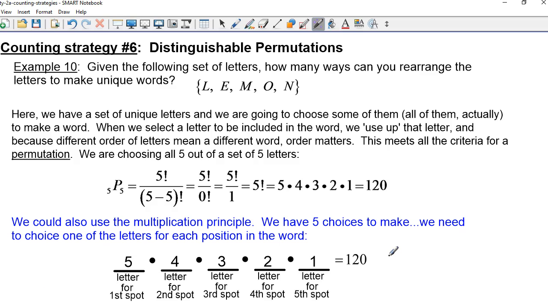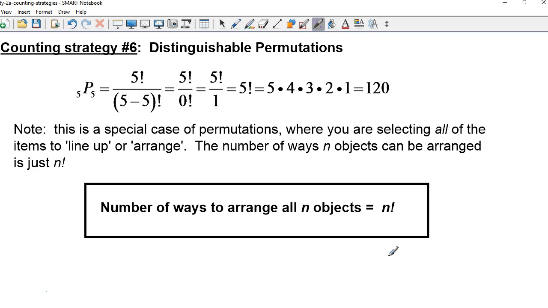Okay, so note, by the way, that this is a special case of permutations. If you are selecting all of the items to line up or rearrange, the number of ways that can be done is just n factorial. We can even identify that as kind of an extra little strategy, n factorial ways to line up all n objects, if they're distinguishable.